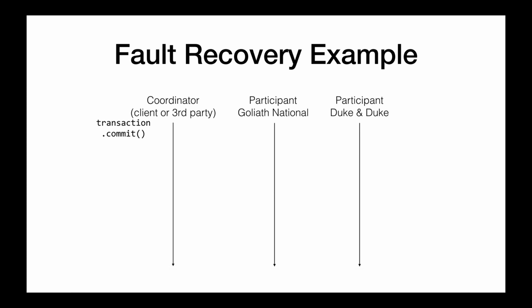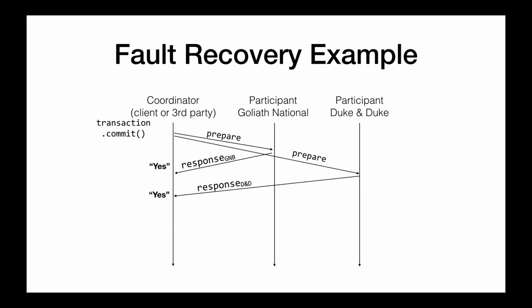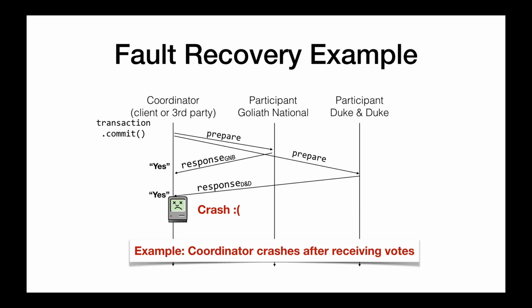Let's see another one. We'll send out our prepare message, and we'll get back our responses. Maybe again, both vote yes. We saw what happened when one of the participants crashed at this point. What happens if the coordinator crashes? Our coordinator received the votes, but now it crashed. Again, what is it that we're trying to get here? Can this participant abort? Can this participant abort? No, right? Both guys said yes.